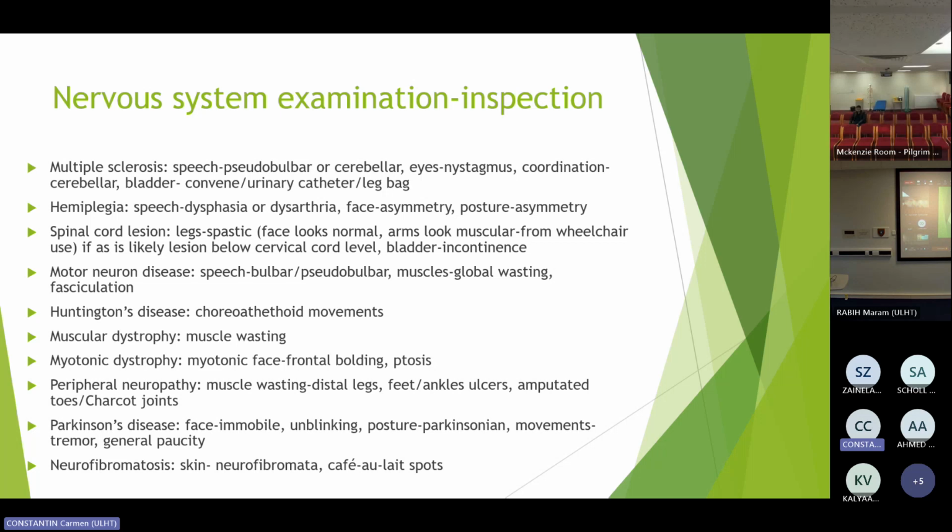In motor neuron disease, we have bulbar speech, global wasting and fasciculations. In Huntington's, we have choreoathetoid movements. In muscular dystrophy, generalized muscle wasting. In myotonic dystrophy, we have the myotonic facies, and we have frontal balding and ptosis. In peripheral neuropathy, we have muscle wasting distally, and we have ulcers in the feet and ankles, with or without amputated toes.